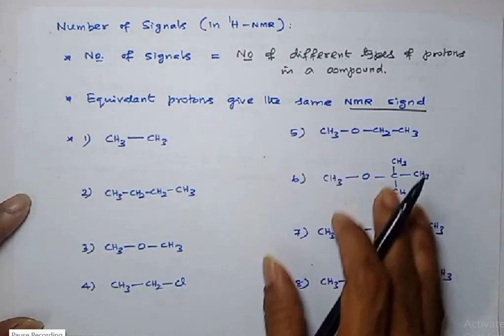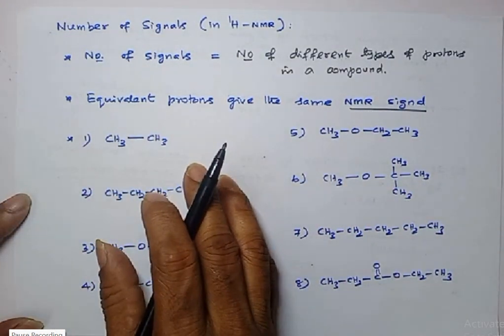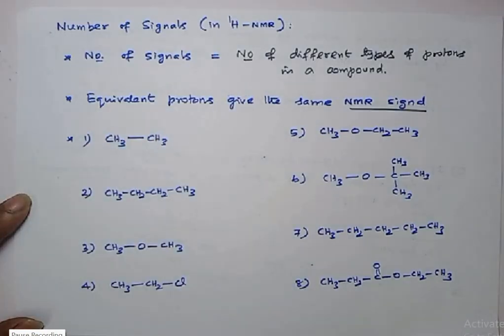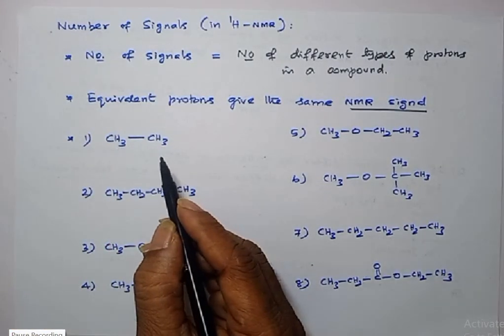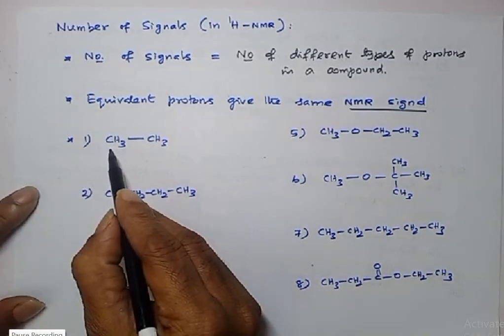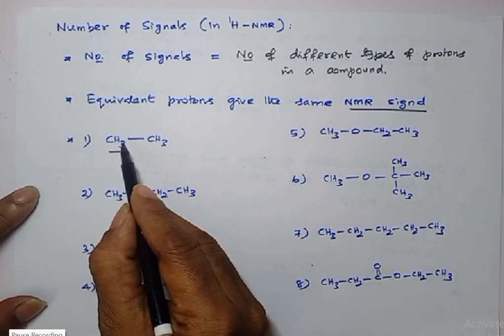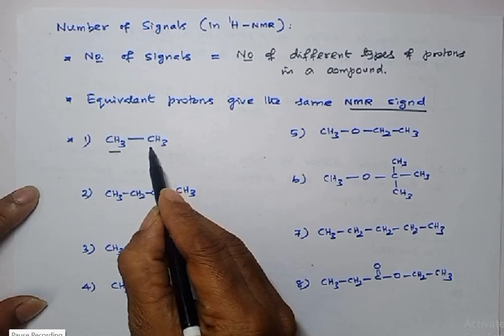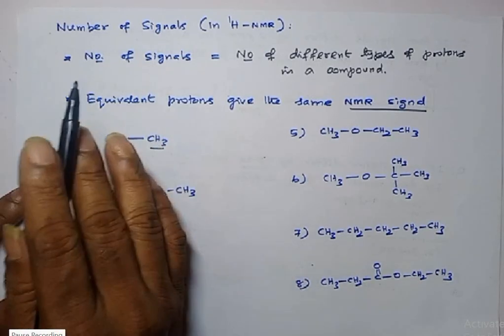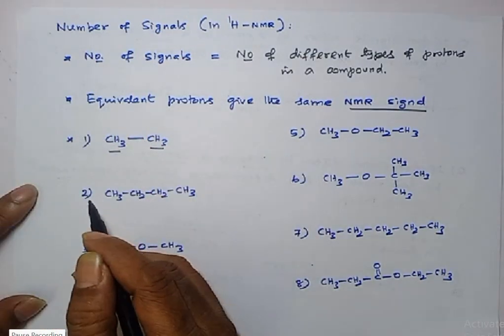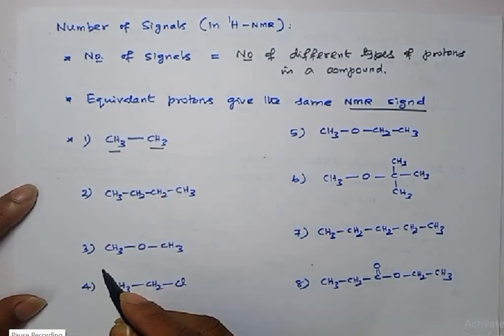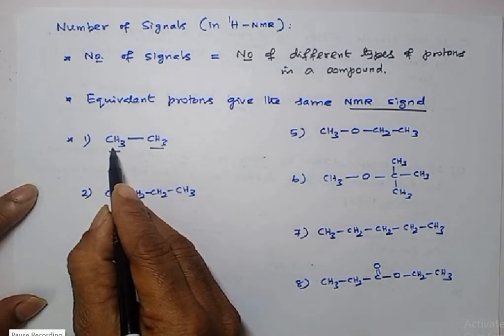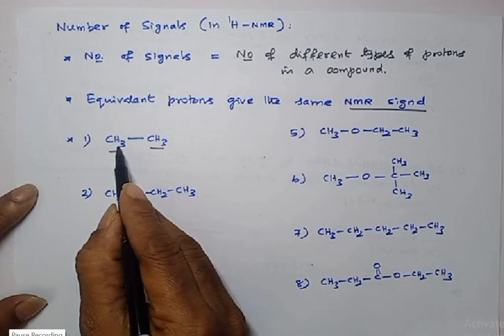Okay, now I have given a few examples here. I'm going to show you how to find the number of signals. Okay, now see this compound. How do we find whether the protons attached to this carbon and the protons attached to this carbon are equivalent or non-equivalent? Very simple. We have the substitution method. Right? What is the substitution method? Remove one hydrogen from this and put a chlorine.